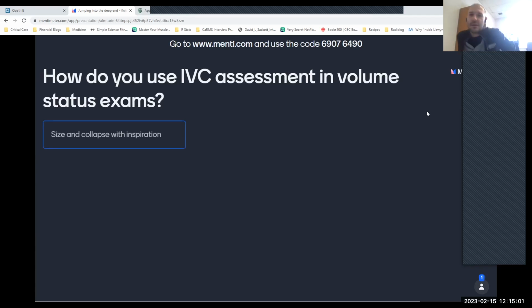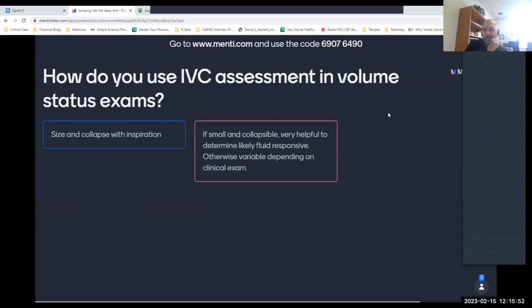Someone mentioned looking at size and collapsibility with inspiration. What do you use it for? Do you use it for assessing volume status, fluid responsiveness, fluid tolerance? Is there anything you do with it? Is it a surrogate marker for anything for you? How do you interpret the information you gather, and what information do you gather? One response: if small and collapsible, very helpful to determine fluid responsiveness, otherwise variable depending on clinical examination. A very well-worded response. Does anyone else have any thoughts they want to put down here?